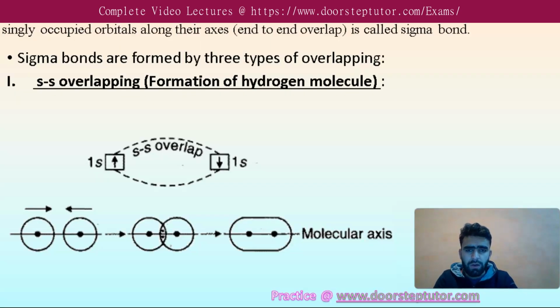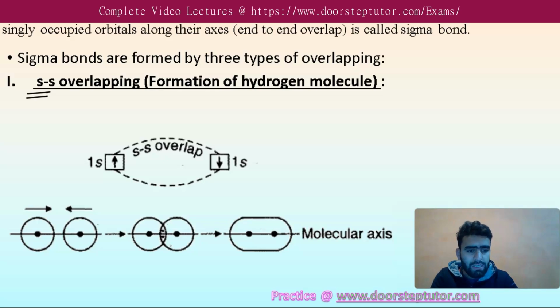Now first of all, when there is head-on overlap, a sigma bond is formed. That is, when end-on-end overlap occurs between orbitals, a sigma bond is formed. This type of head-on overlap usually occurs in three types. The first is ss type of overlapping.